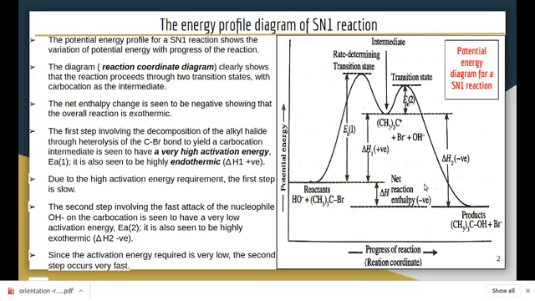Then finally we will get products. So these are reactants, these are products. The net enthalpy change is seen to be negative, showing that the overall reaction is exothermic.